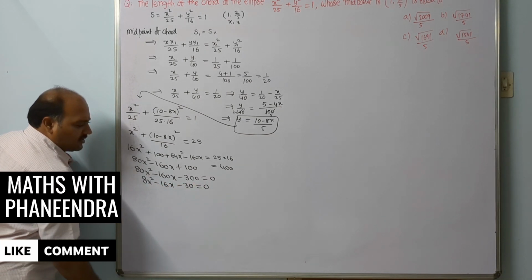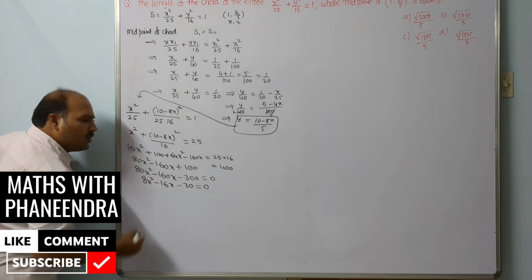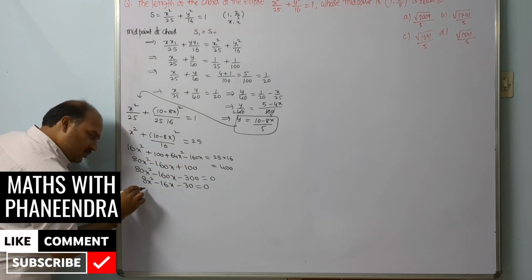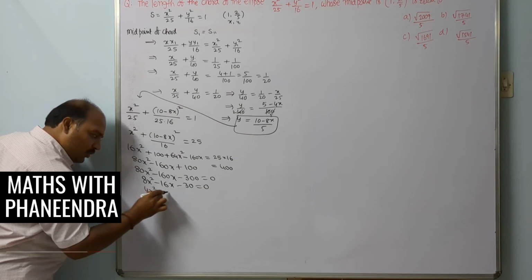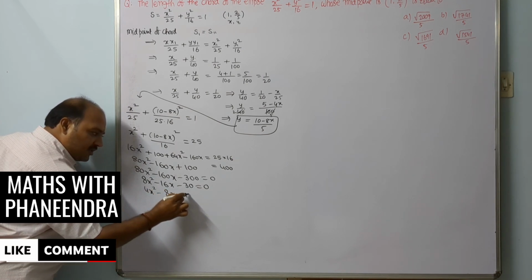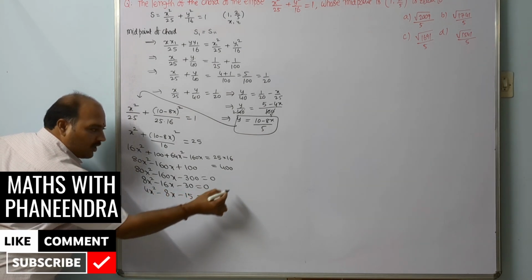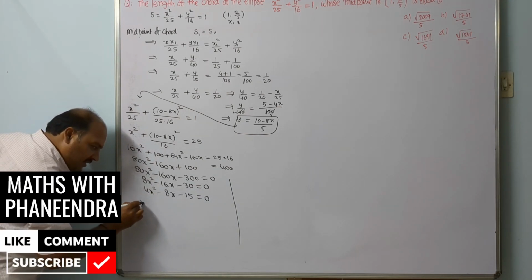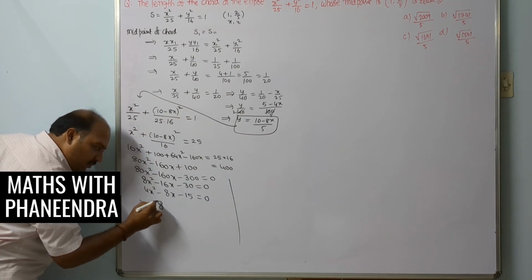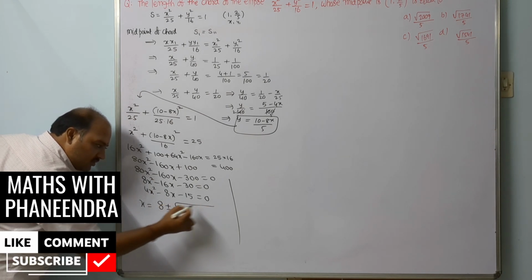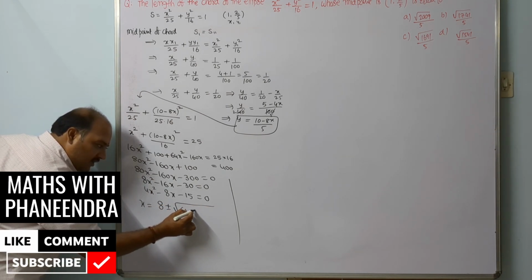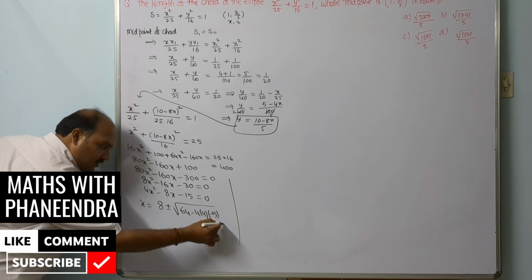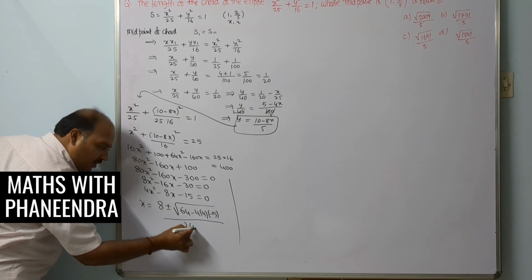For factorization, dividing by 2 also we can do, dear students. Dividing by 2: 2 4s are 8, 2 8s are 16, 2 15s are 30. So it's a quadratic equation in terms of x. x = (−b ± √(b² − 4ac)) / 2a, where −b means minus of minus 8, and under the root 64 minus 4 into a value 4, c value minus 15.